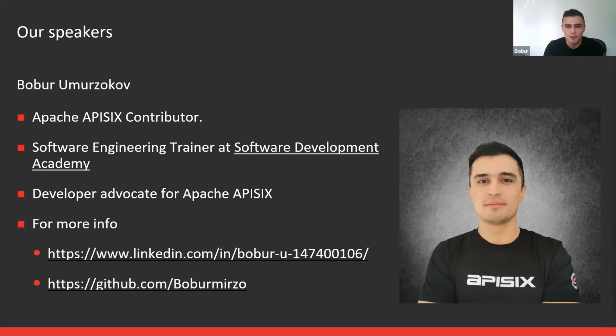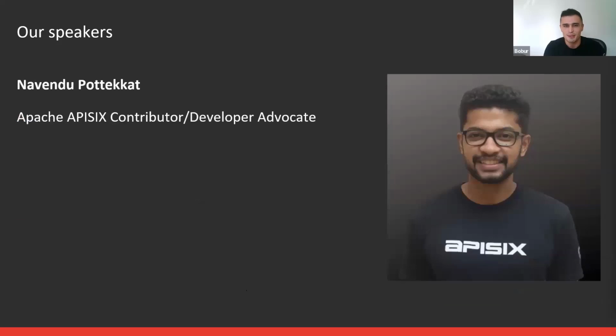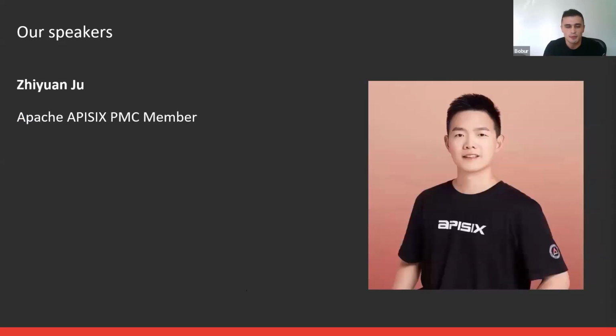Today we have great speakers in the lineup. Navendu is going to talk about how to work on Kubernetes with APISIX, and I will leave it to him to introduce himself at the end. The third speaker for today is Zhiyuan. He's going to talk about the Apache APISIX third version, the beta version, what changed, and what updates you can expect. It's very insightful. You will like it, I hope.